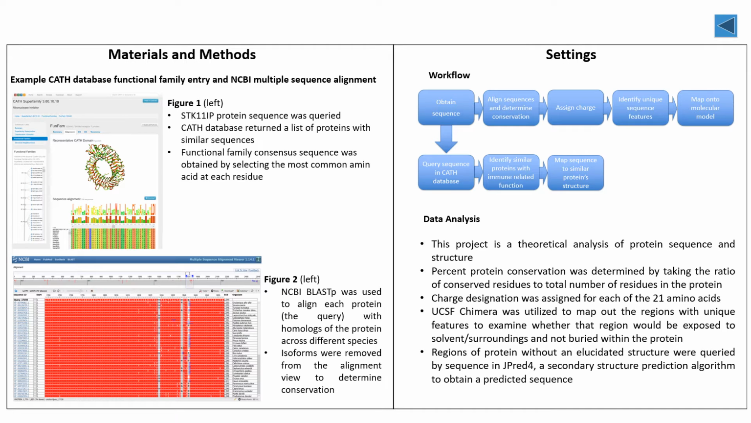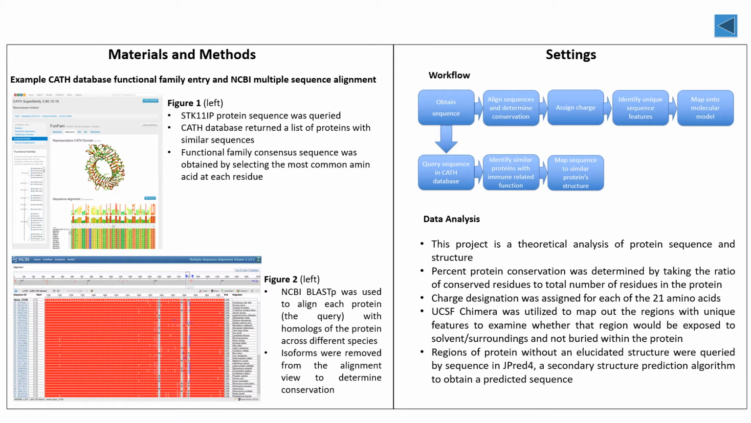All right, so first of all, I want to say that this is a theoretical analysis of protein sequence and structure. We used a couple of parameters, and you could use different parameters and potentially get different results. So how we worked through this was we got the sequences from UniProt, then we put the sequences into NCBI Protein BLAST, and you can see here on the bottom left that we have the multiple sequence alignment view.